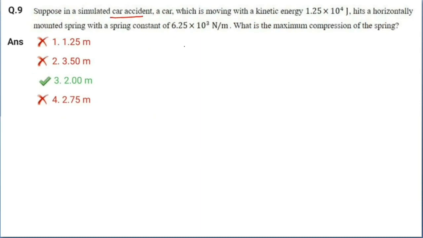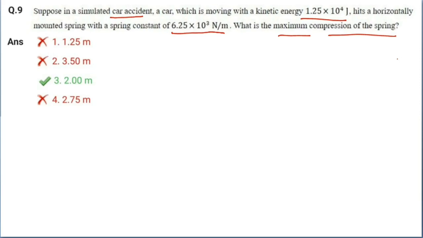Then question number 9. Suppose in a simulated car accident, a car which is moving with kinetic energy 1.25 into 10 to the power 4 joule hits a horizontally mounted spring with a spring constant of 6.25 into 10 to the power 3 Newton per meter. What is the maximum compression of the spring? Here we have to calculate the maximum compression of the spring.